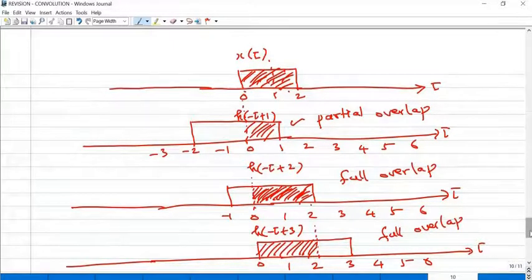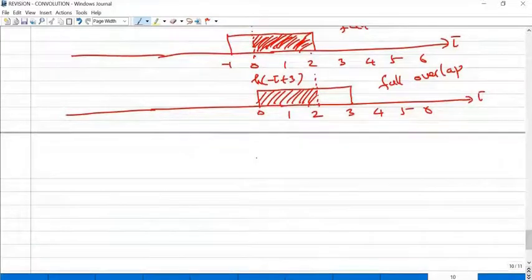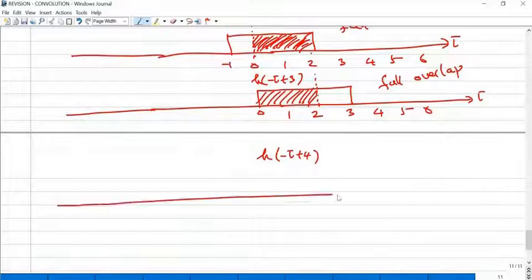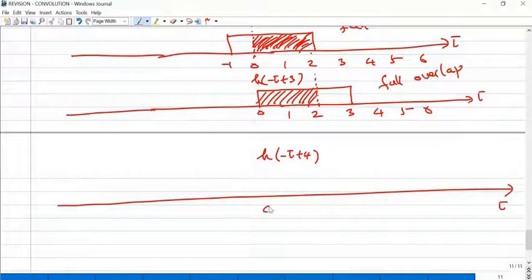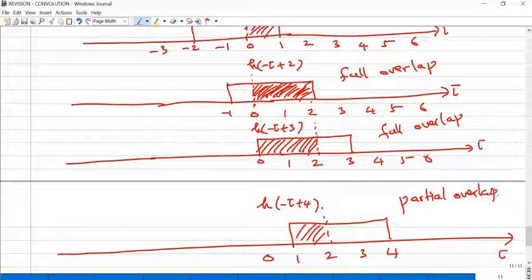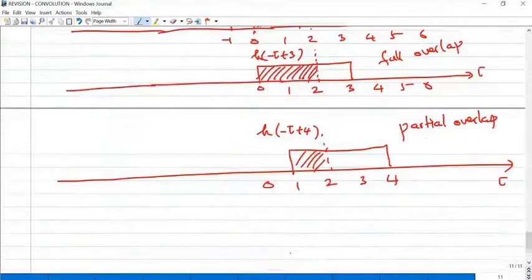Next, draw the signal for h of minus tau plus 4, that is t equal to 4. So 0, 1, 2, 3, 4, the signal is from 1 to 4. Now again partial overlap. So only this 1 to 2 portion will get overlap. This is called again partial overlap. Now minus tau plus 5.